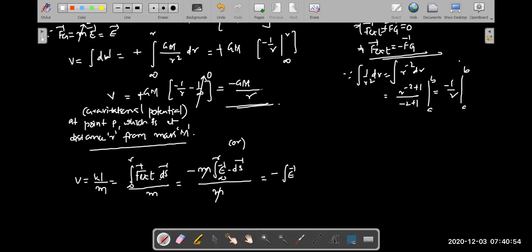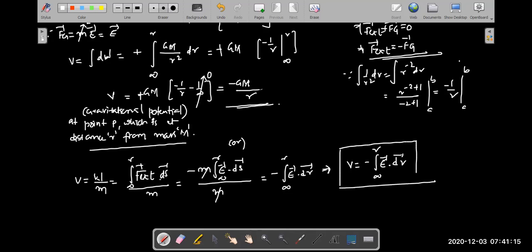So this is minus the integral of E bar dot ds bar, or dr bar, they mean the same thing, right? Because here we are moving in the radially outward direction, so this will be dr bar from infinity to r. From this we can claim that the relation is minus the integral of E bar dot dr bar from infinity to r. This is the relation between gravitational field and gravitational potential.